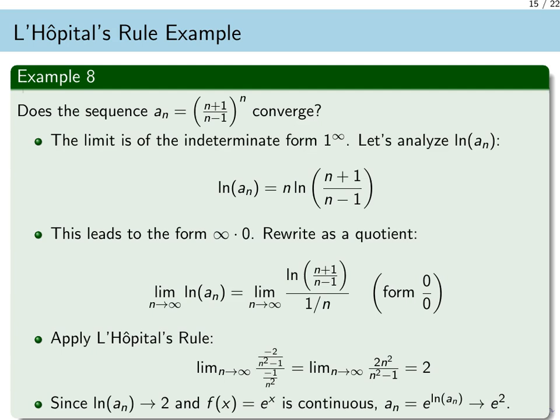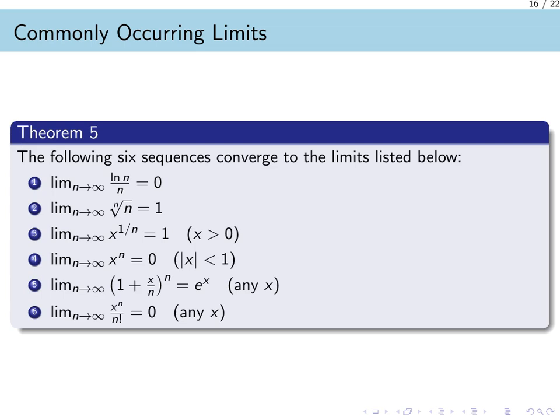Since the limit of the logarithm of a(n) is 2, and the exponential function is continuous, the limit of the original sequence a(n) must be e raised to the power of 2. Therefore, the sequence converges to e squared. This theorem provides a toolkit of 6 very common and useful limits. Knowing these will make it much easier to determine the convergence of more complicated sequences you will encounter later.